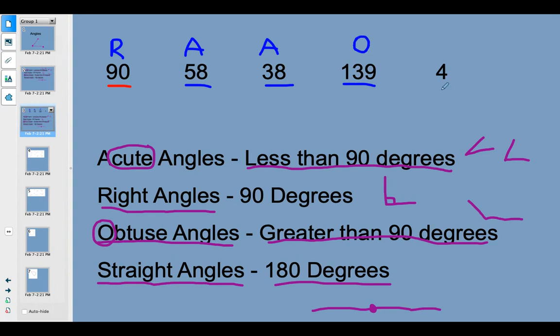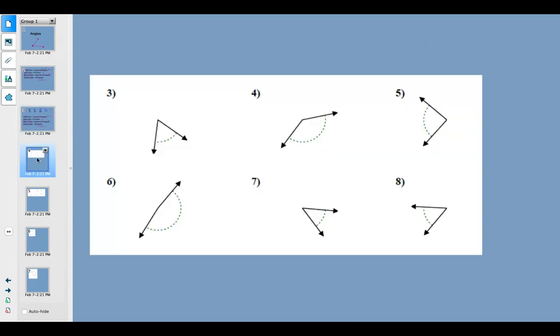When we look at the last one, yes, angles can be this small. This angle would almost look like it's completely shut because it's only 4 degrees. But that would be an acute angle, just a very, very, very small acute angle. So let's take a look at some pictures of angles and see if we can label them. These angles aren't nice and they don't tell us how many degrees they are, so we kind of have to go by how they look.